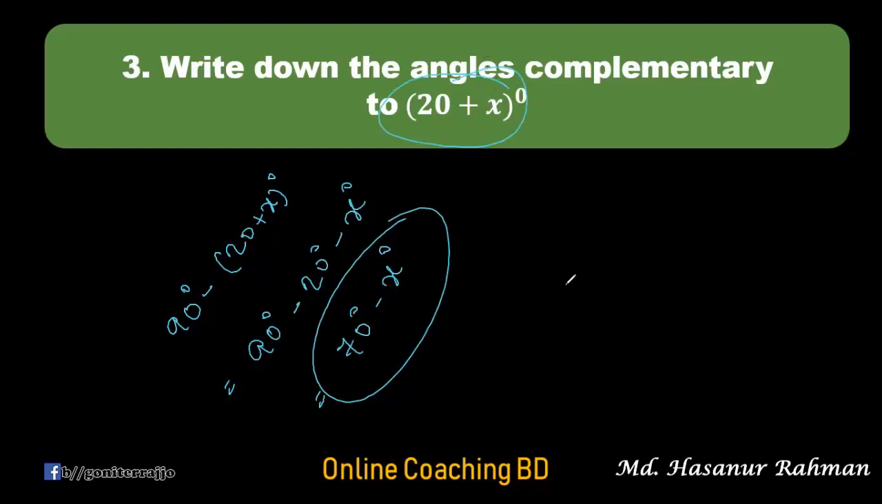How can you verify? Just add. If you add these two angles, 20 plus x plus 70 minus x. Here is a positive x degree, here is a negative x degree. So you can cut both ones. Then 20 plus 70, that is 90 degree. That means we can say our answer is correct.